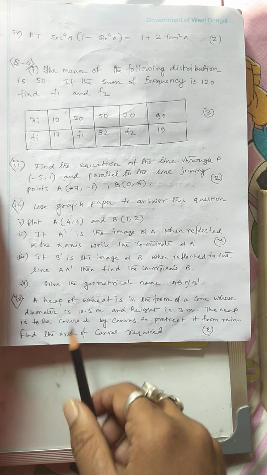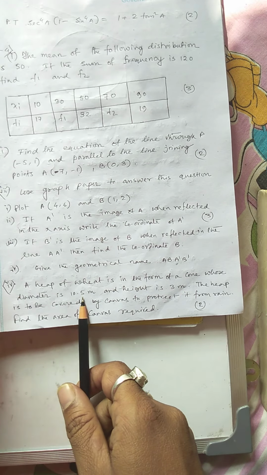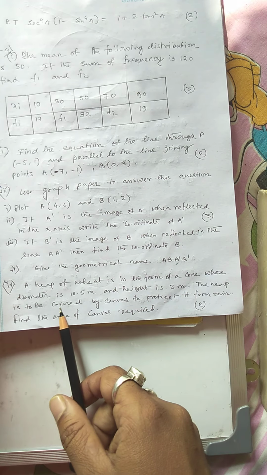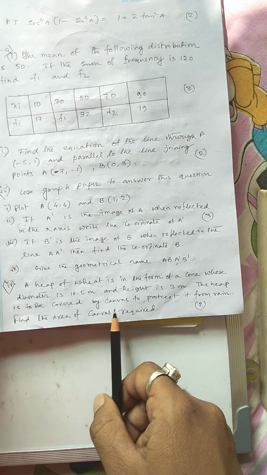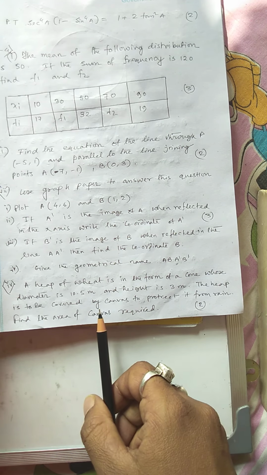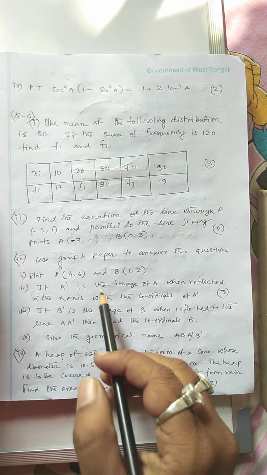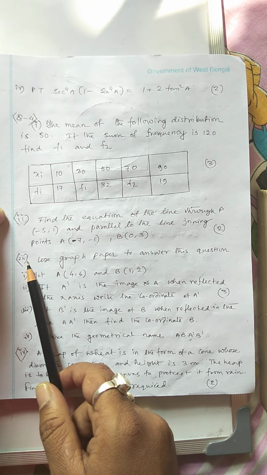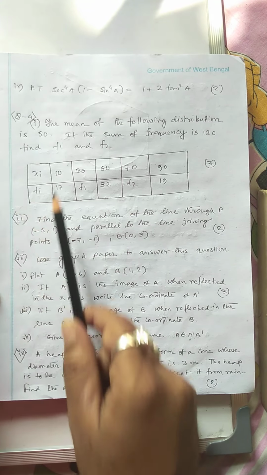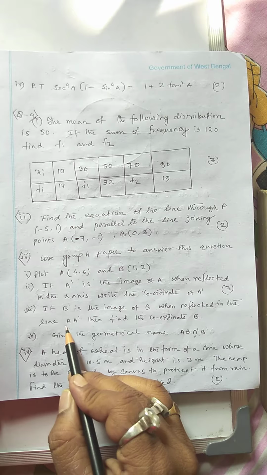So, another question from mensuration. A heap of wheat is in the form of a cone whose diameter is 10.5 meters and height is 3 meters. The heap is to be covered by canvas to protect it from rain. Find the area of canvas. You have to find the surface area, the lateral surface area or curved surface area. From this paper, question number 4.1 and question number 4.3, these two questions are very important, particularly this part, when reflected in the line A dash.